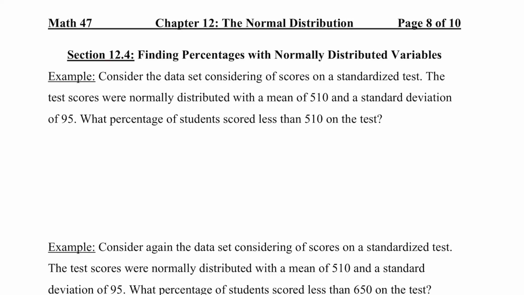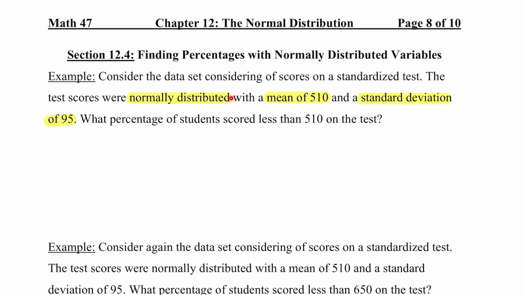Section 12.4. Finding percentages with normally distributed variables. Example. Consider the dataset consisting of scores on a standardized test. The test scores were normally distributed with a mean of 510 and standard deviation of 95. What percentage of students score less than 510 on the test? I have a normal distribution. Mean is 510 and standard deviation of 95.